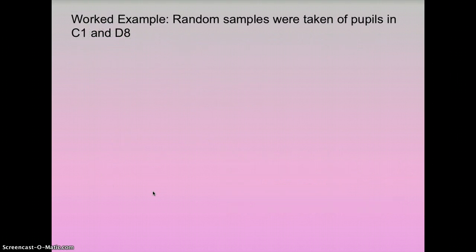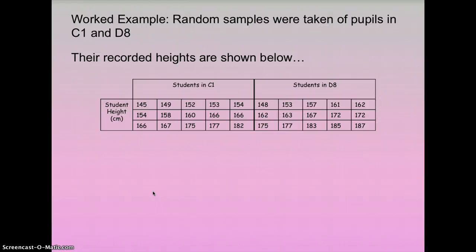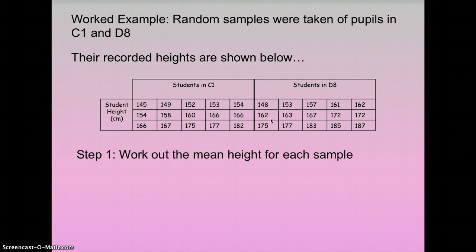So let's look at the class of students. Here's the data table that we could have generated from looking at the students. The height is measured in centimeters, so the students in group C1, their heights are here, and the students in group D8, the heights are here. The first thing we need to do is determine the mean height for each sample.